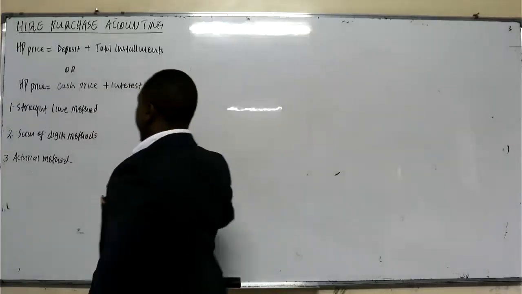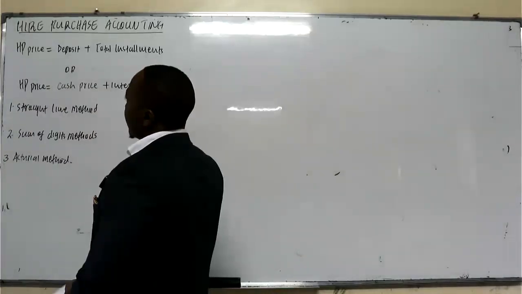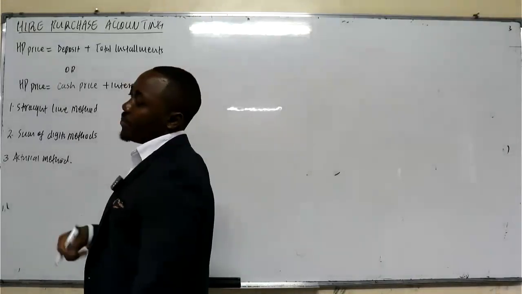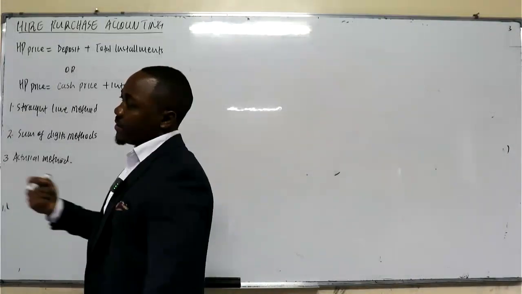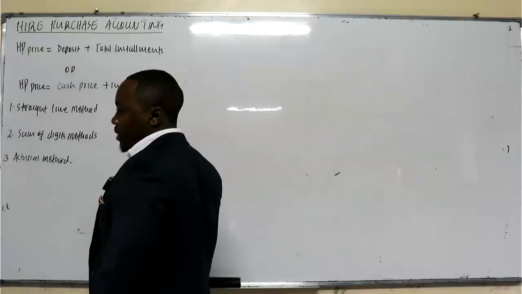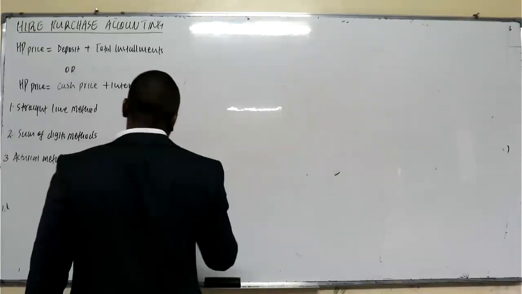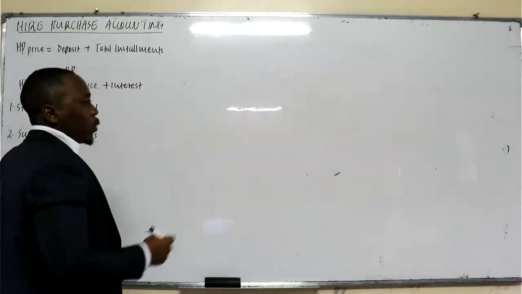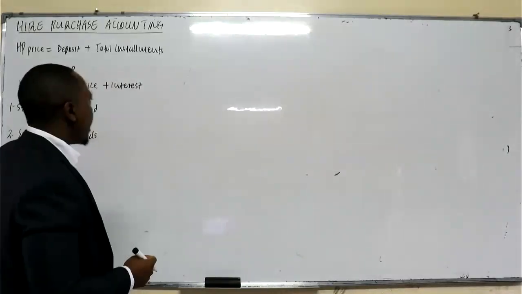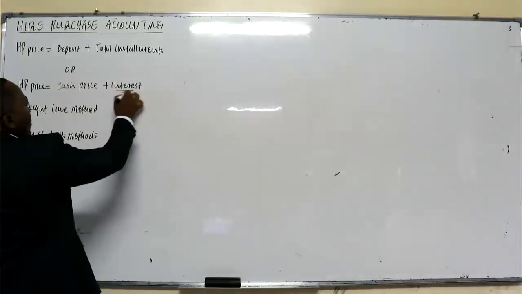And this is what I mean. When you sell on hire purchase, the customer will only pay a deposit. Once he pays the deposit, he takes possession of the asset, and then the balance will be payable in installments. That balance will attract interest. So if we add that interest, how will that interest be allocated?